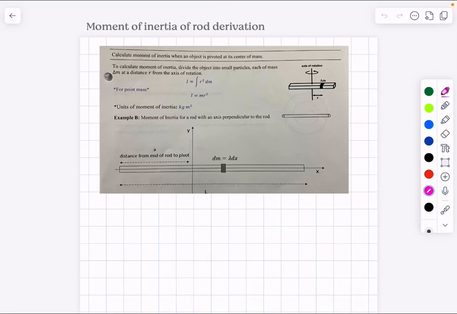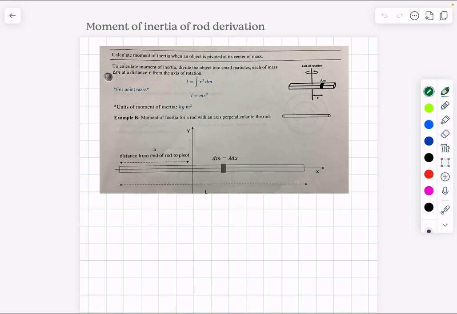So we're going to begin by doing the moment of inertia of a rod. We're going to start by doing it around its center, then we're going to do it around an endpoint. So when we break apart a rod, we're going to assume to start with that it's around its center. And what's going to happen is we're going to break the rod into little pieces.